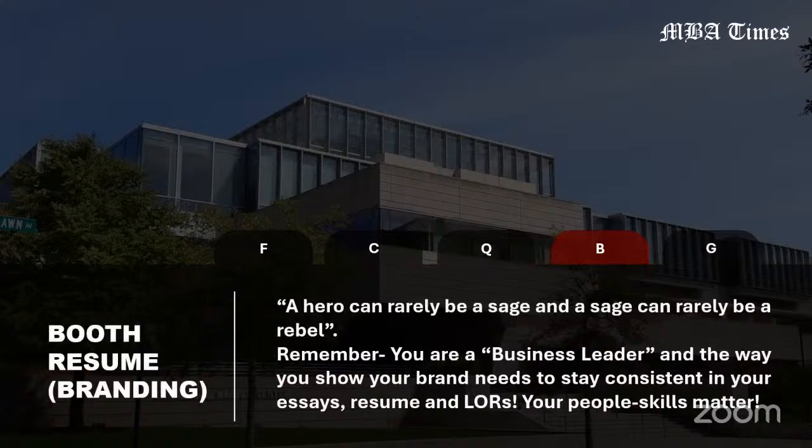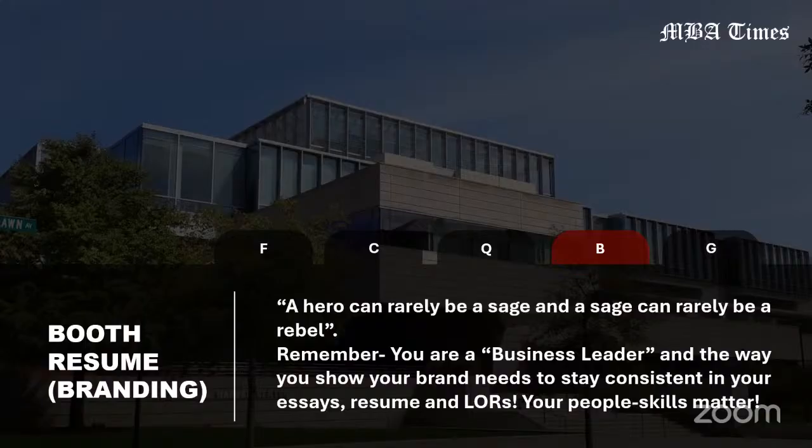That brings me to branding. Branding is probably the most important thing in your entire application, and we'll see why. But the way I explain branding is with this phrase: a hero can rarely be a sage, and a sage can rarely be a rebel. All three have different personalities, as you can already see in the line.